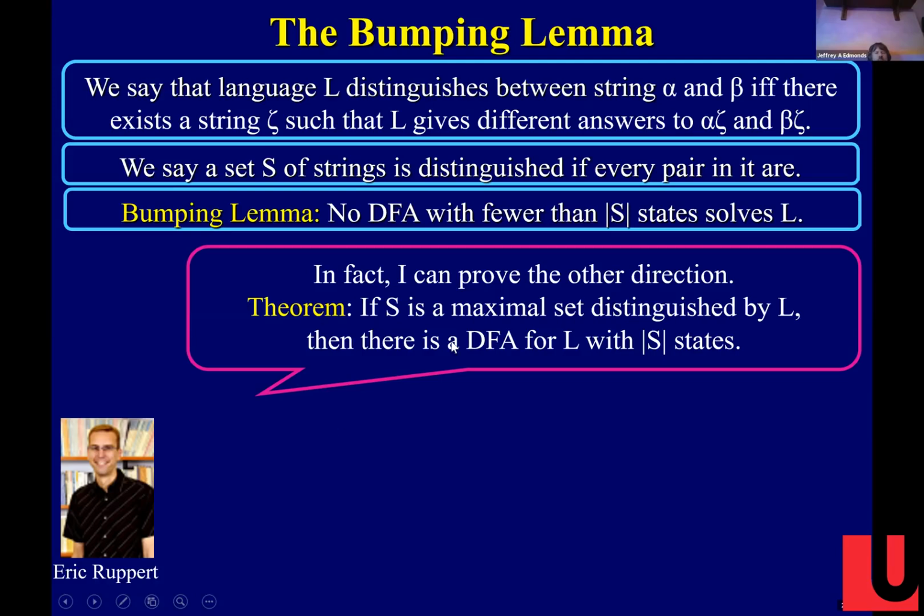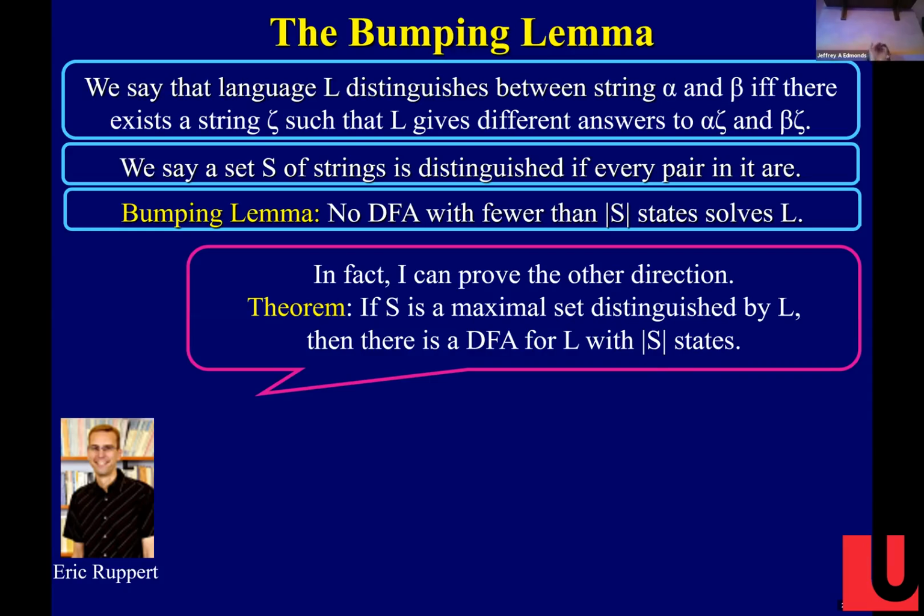So anyway, he then proved something else. He proved the opposite. He proved that if S is the maximal set of pairs that are distinguished, the biggest set you can possibly form of distinguished strings, then he gave an algorithm for building a DFA with this many states. So what I proved is that you build the biggest set for your language, and no DFA can solve it with fewer states. And he proved that there is a DFA that can solve it with the exact right number of states.